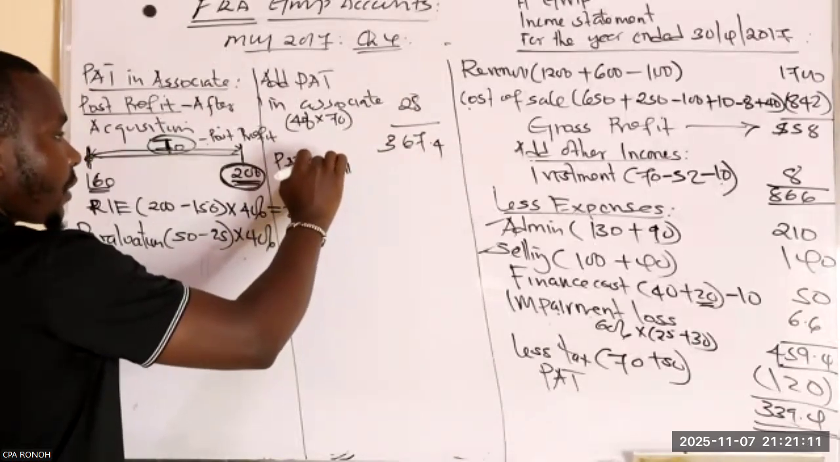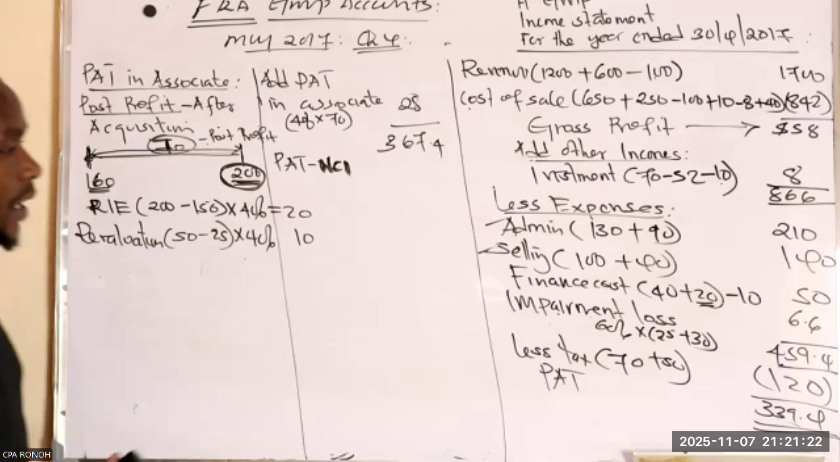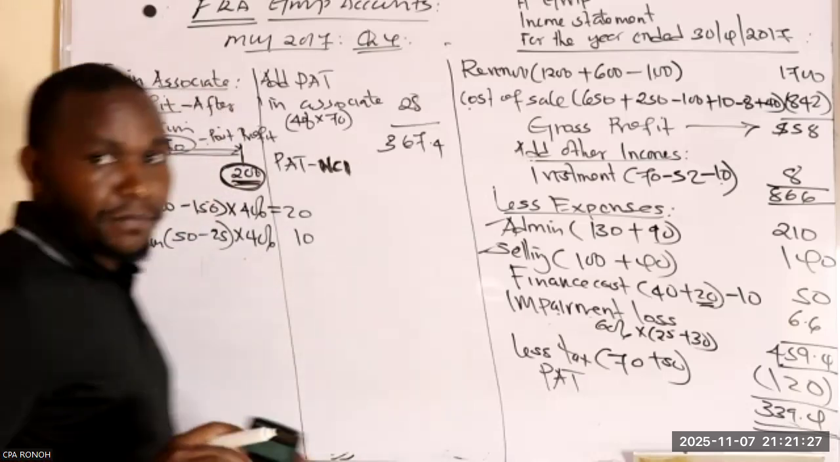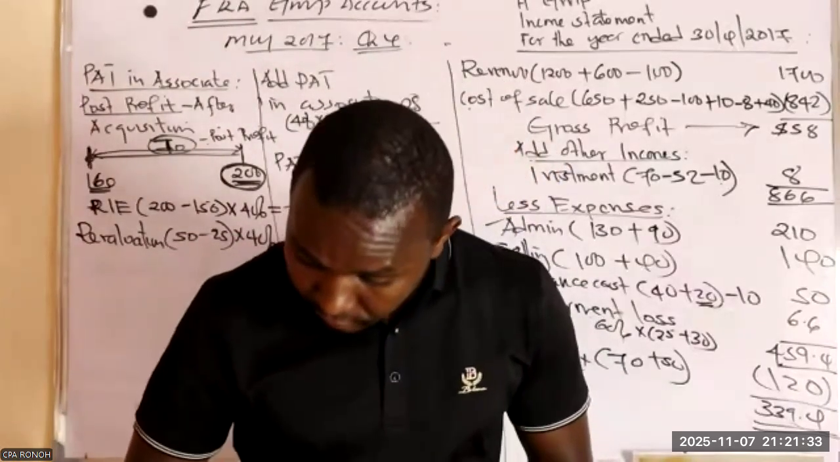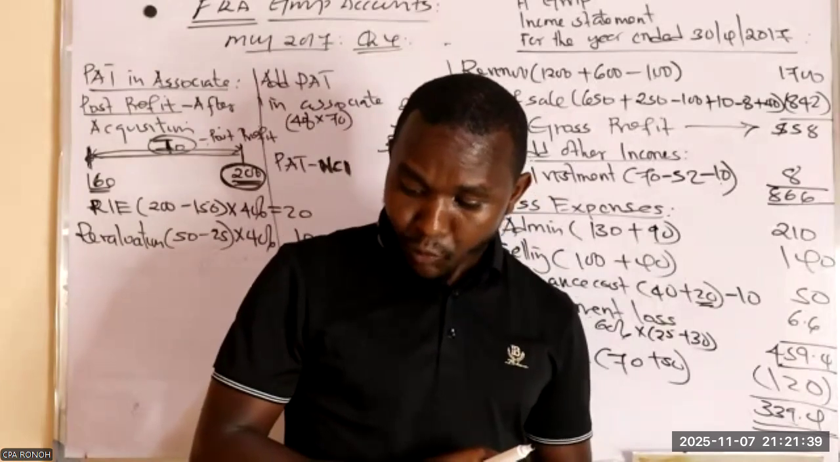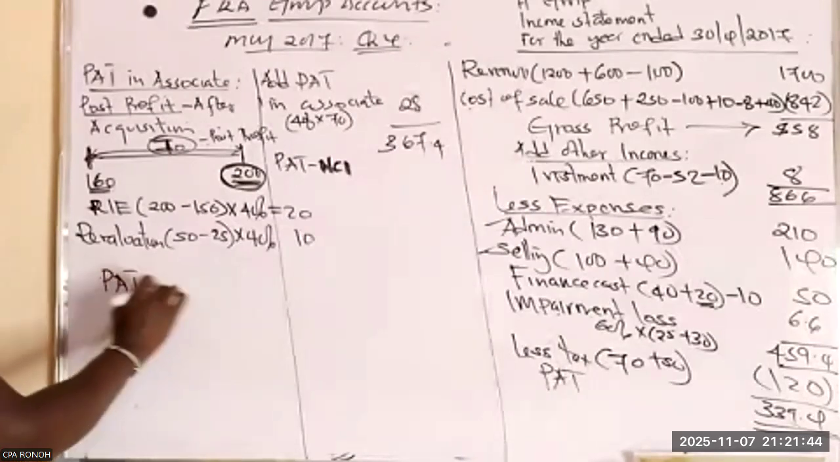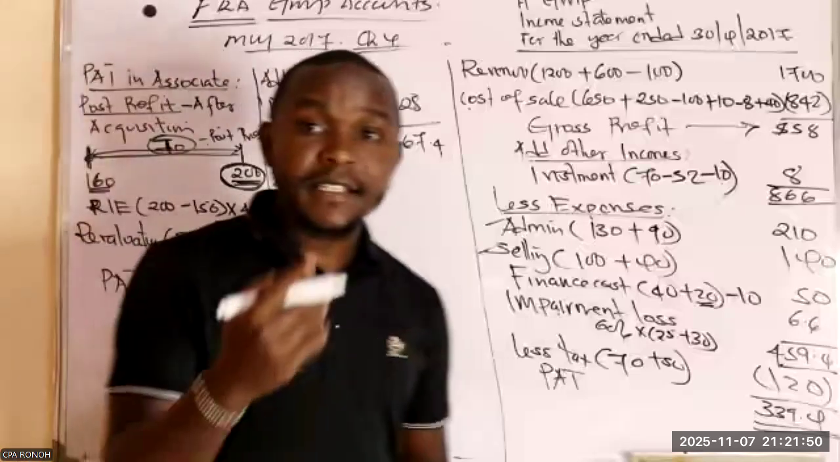Profit of non-controlling interest. So how do you get the profit of non-controlling interest? For non-controlling interest, how much have they reported for the year? If you go to the profit and loss account, I can see in the second column 150. So they have reported a profit of 150. But with this 150, there is unrealized profit.